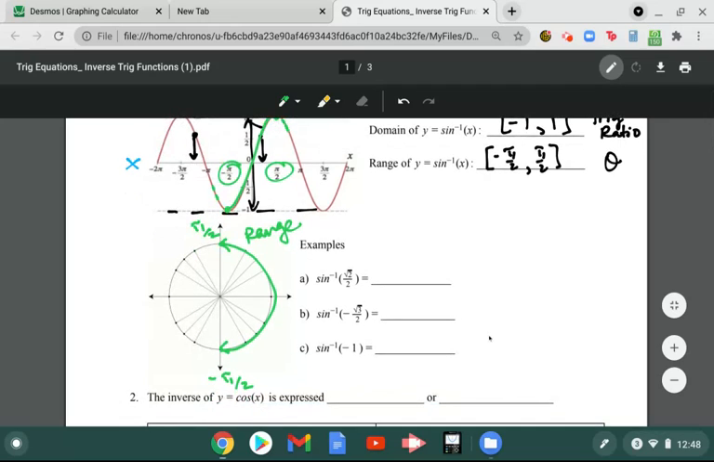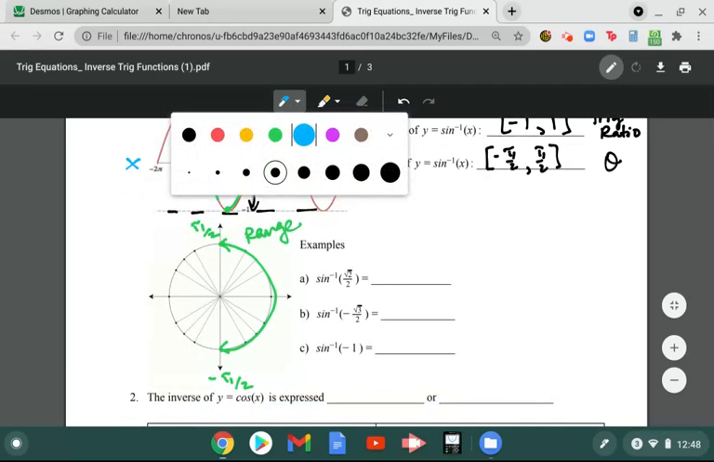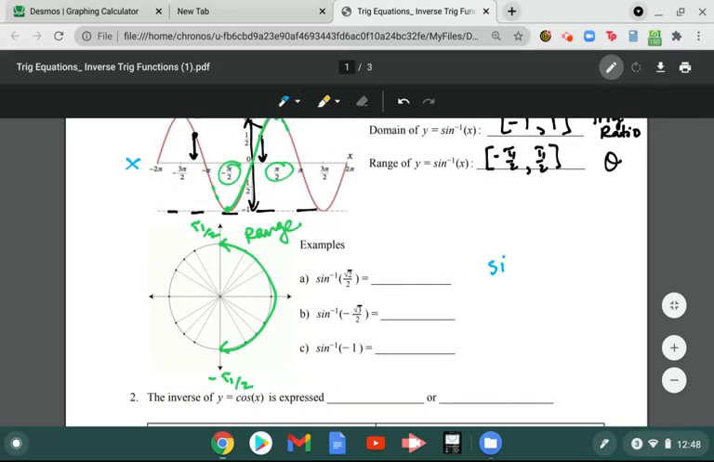Let's work through some examples. For this first example, I can rewrite this as saying the sine of what angle, because all of these answers are going to be angles, is equal to radical 2 over 2. Well, you should recognize that as π/4. I'm just going to make sure that π/4 is within my range, and it is. π/4 is right there. So I can go ahead and use π/4 as my answer. So I get the angle back.